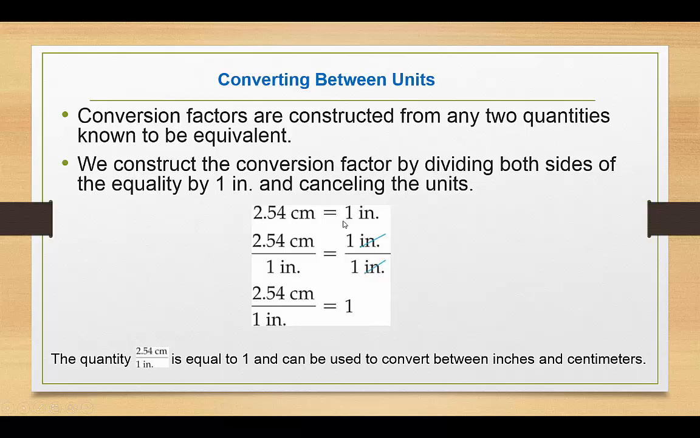So we've already said that an inch is equal to 2.54 centimeters exactly. I have an equality, okay? If I divide both sides by 1 inch, that's just 1. 2.54 centimeters divided by 1 inch, there's my conversion factor. That quantity I've already shown is equal to 1, so now I can use that to convert between the units that I am given, inches, and the units that I want, centimeters.